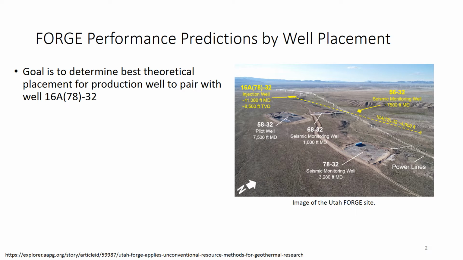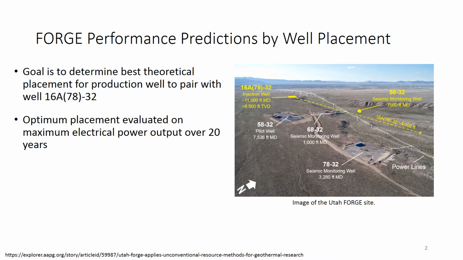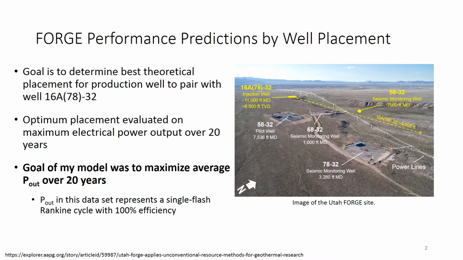So the goal of this Datathon was to determine the best theoretical placement for the production well to pair with the injection well 16A at the Utah Forge geothermal test site. The optimum placement of this production well was to be evaluated on the maximum electrical power output over 20 years. So for my model, the goal was to maximize the average P out over 20 years. And in this data set, P out represents a single flash Rankine cycle with 100% efficiency.